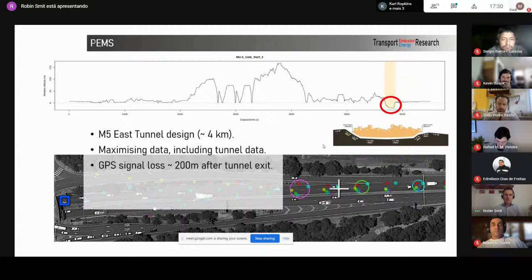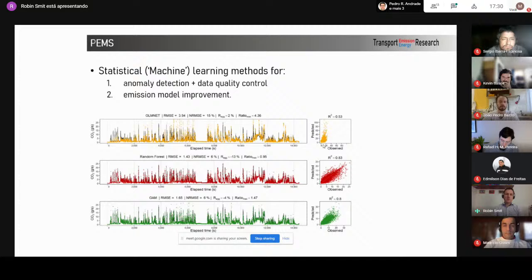Almost done. Statistical, or actually machine learning, statistical learning methods. We're looking into this as well, and it seems to be particularly powerful to improve our models, specifically random forest, which I think has also been reported in the literature by other researchers. It's very useful for anomaly detection and data quality control. What I mean with that is that you can fit a model to part of the data set and you can identify areas which are affected by drift or other issues with the measurement itself. And of course, you can use it directly for emission model improvement, which we're doing at the moment.